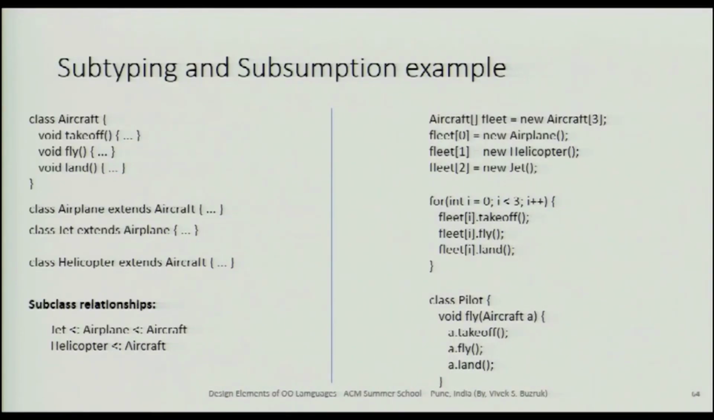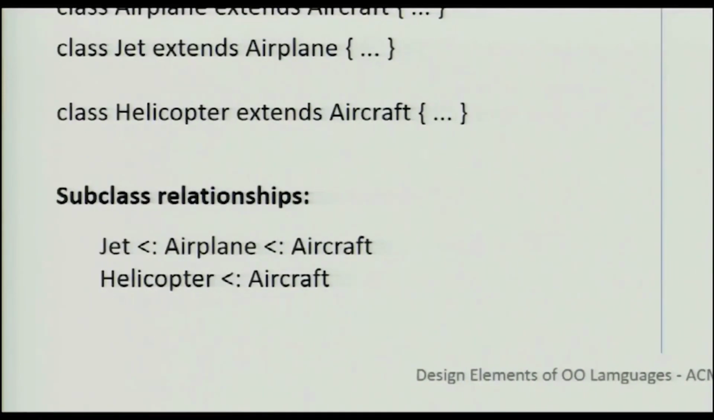Okay, in this case what is the subclass relationship? Subclass relationship is: jet is a subtype of airplane, which is a subtype of aircraft. Good, all of you are with me. Helicopter is a subtype of aircraft.